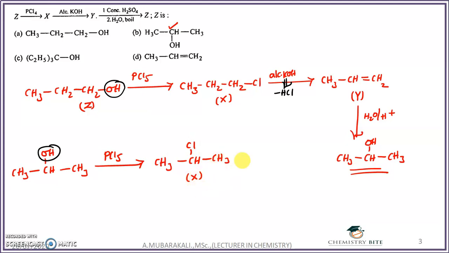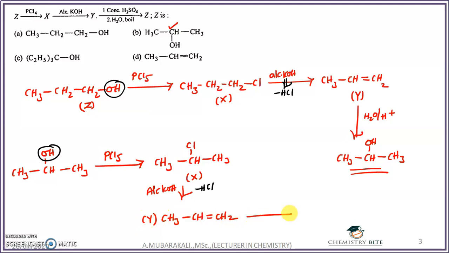So this further reacts with alcoholic KOH. Alcoholic KOH is used for dehydrohalogenation. From here I will remove the HCl. So I will get the product CH3CH=CH2. So this is the product Y.